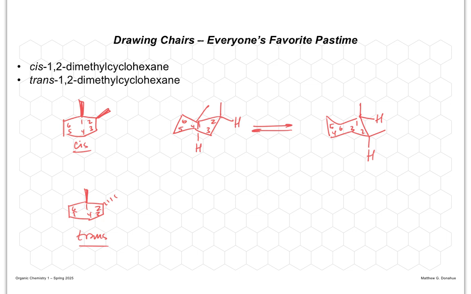And overall, we would say this is equatorial, axial, axial, equatorial. So in terms of the A values, you always have one that's axial. And remember, an axial substituent experiences that 1,3 strain, which makes it less stable. So for these, you don't really win in either conformation.